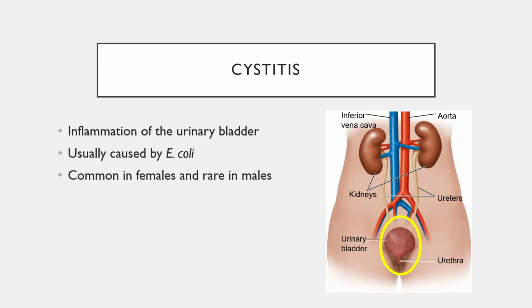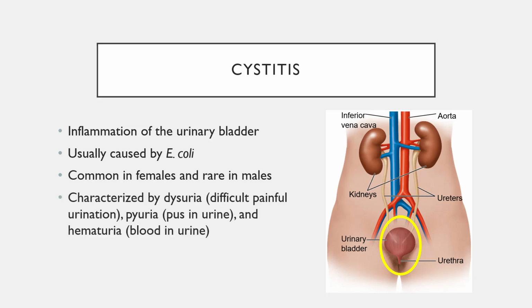And so there are more opportunities for cross-contamination, and it's a shorter route for pathogens to get from the opening of the urethra to the urinary bladder in women compared to men. And so with E. coli being one of the main fecal bacteria, it makes sense that there is a cross-contamination that is a higher risk for females than males. It is characterized by dysuria, which is the technical term for difficult, painful urination, pyuria, which is pus in the urine, and hematuria, which is blood in the urine.